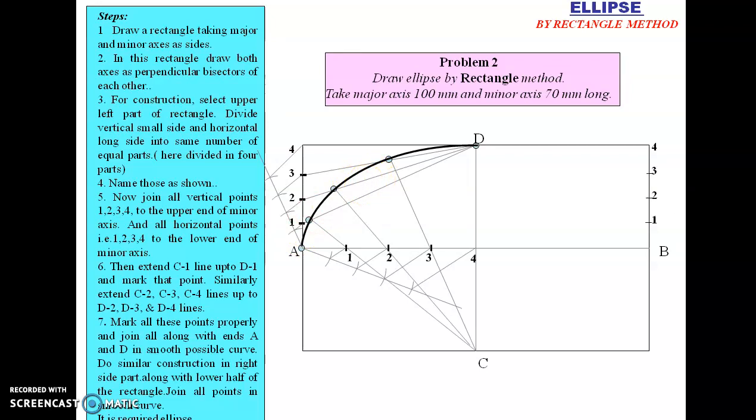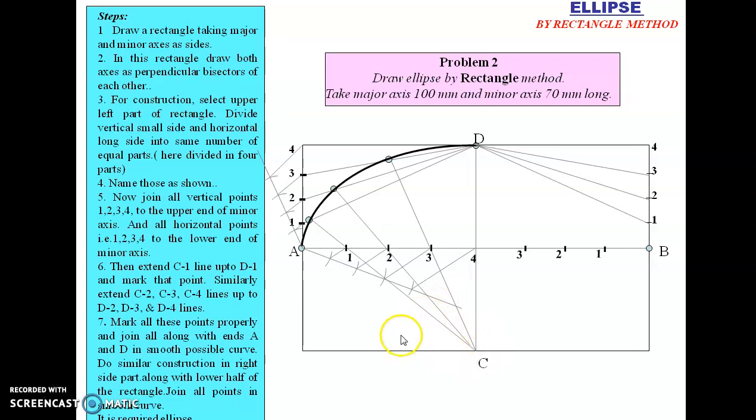Now the same procedure is to be repeated here also. Again divide the vertical line into the same number of parts that you divided on the left side. That same process is to be done on the right side. The same thing on this horizontal line, the mirror image. Now again join D1, D2, D3.